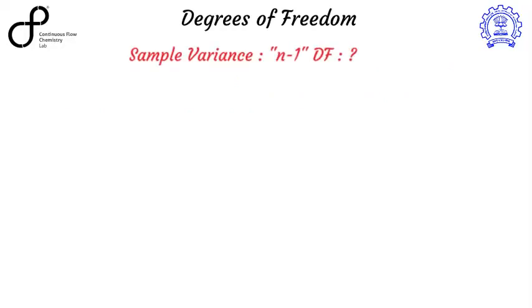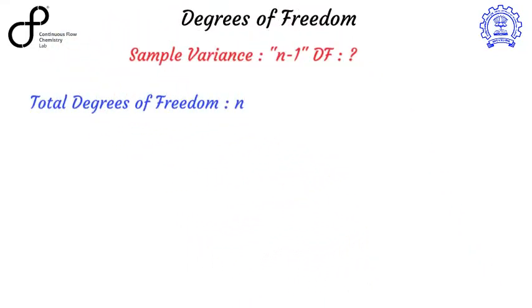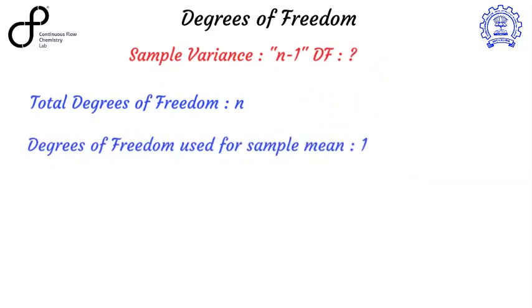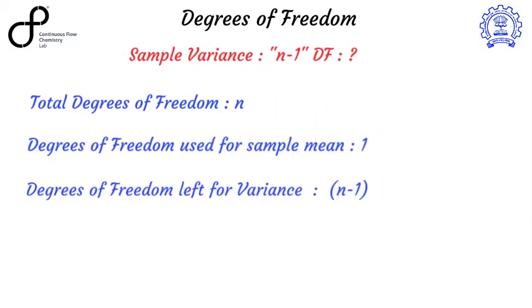We can use another approach to explain the degrees of freedom for sample variance. Let us say that we did n measurements and hence our total degrees of freedom is n. Remember, degrees of freedom is equal to the number of measurements. Out of n degrees of freedom, we used 1 to calculate sample mean. Remember, you need minimum of 1 degree of freedom to calculate any parameter. Therefore, we are left with n-1 degrees of freedom for any other measurement, such as variance in this case.